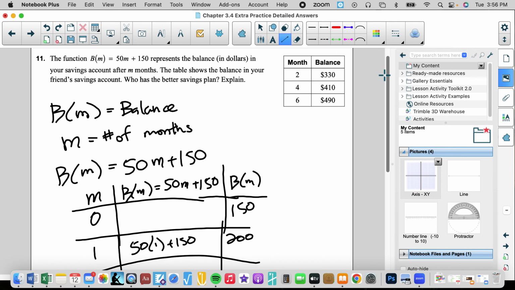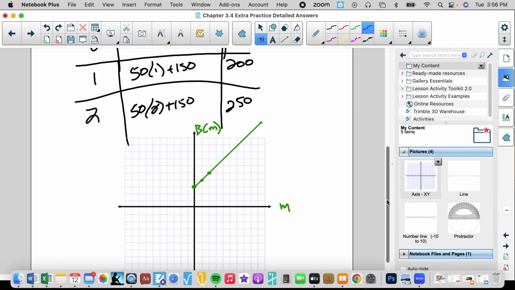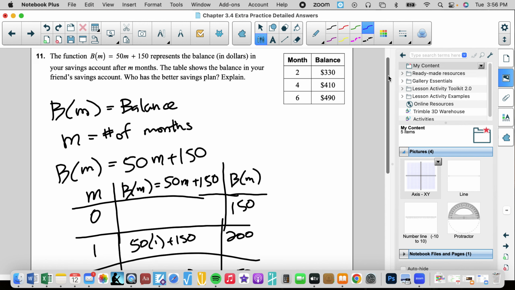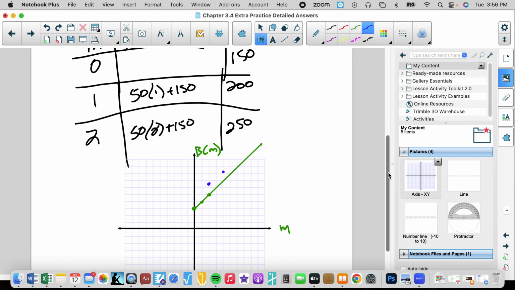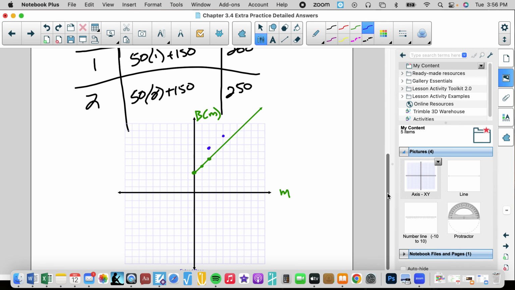Now let's look at this balance. Let's pick colors. Let's do blue, 2, 330. So at 2, he was at 330. So 2, 330, something like that. 4, 410. And at 6, he's at 490.